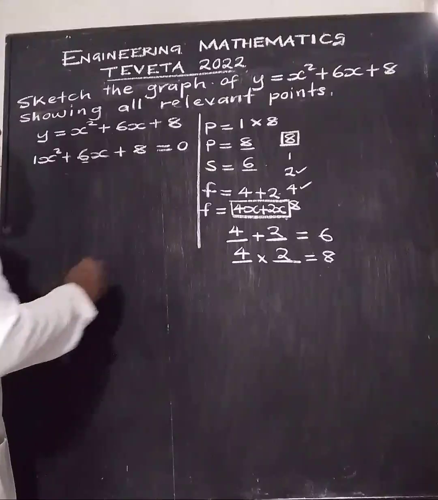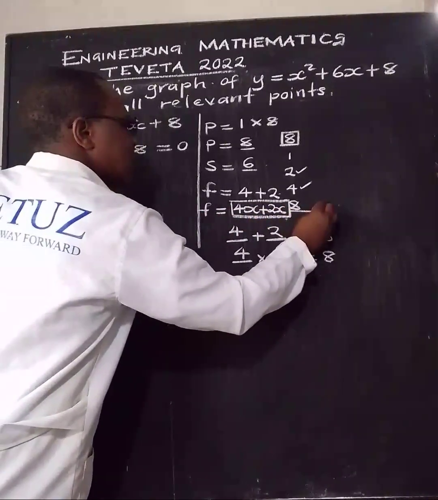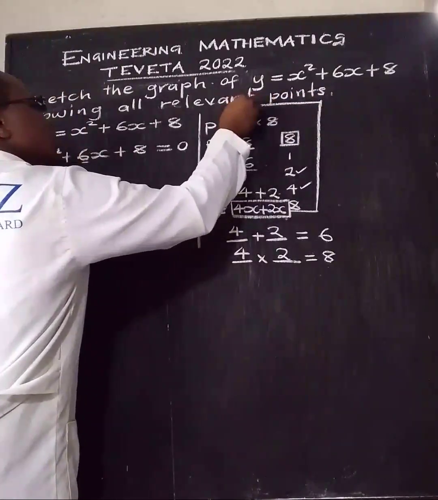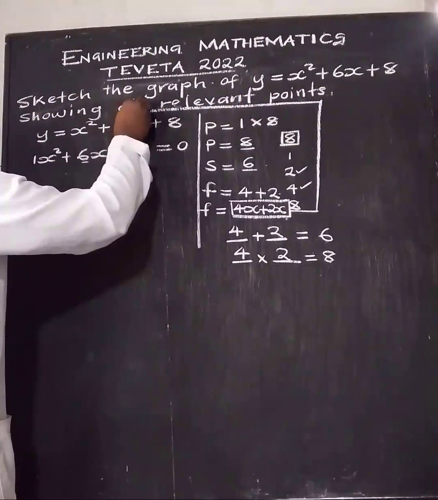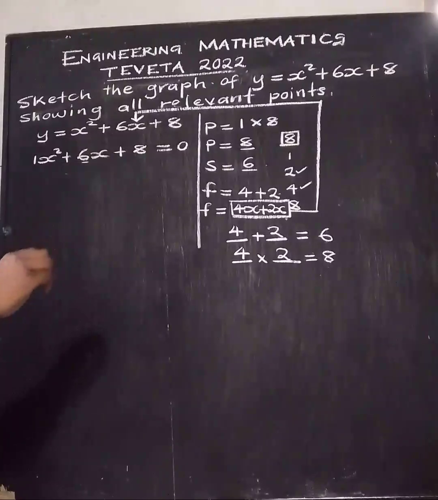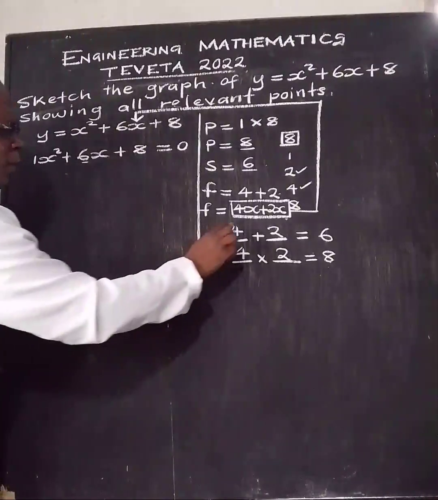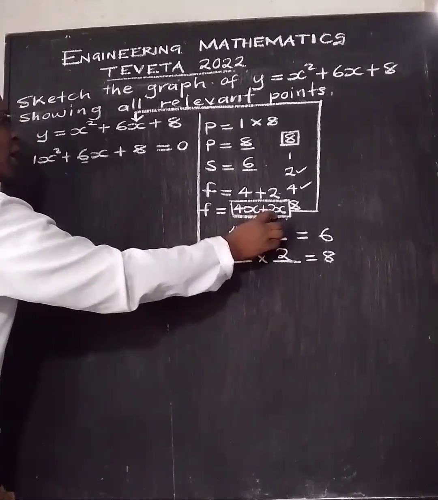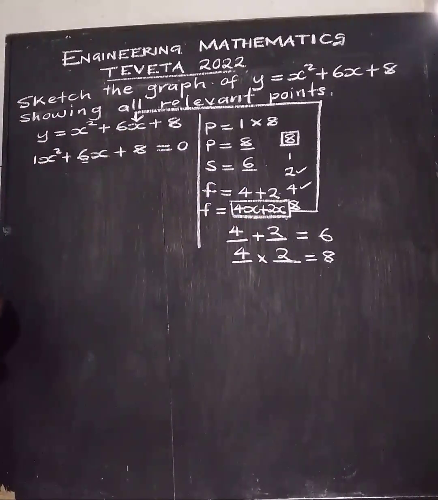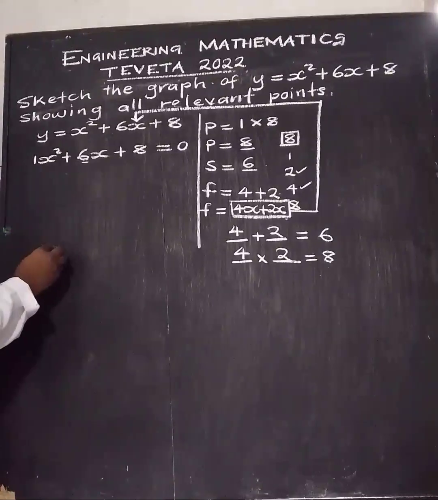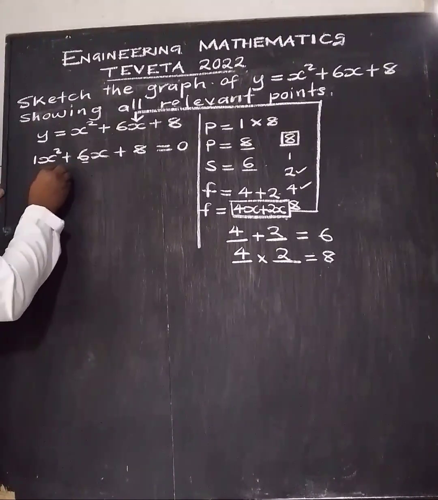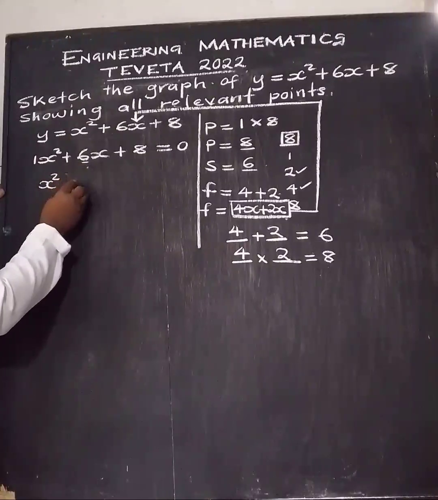So where there is 6x, where are we going to find 6x here in this equation? Where there is 6x here, we are going to put 4x plus 2x, because we know 4x plus 2x is equal to 6x. So let's substitute. Okay, let's substitute here. So we have x squared.